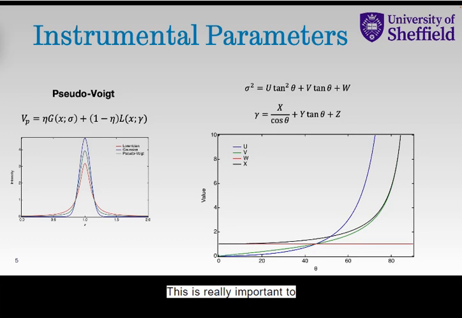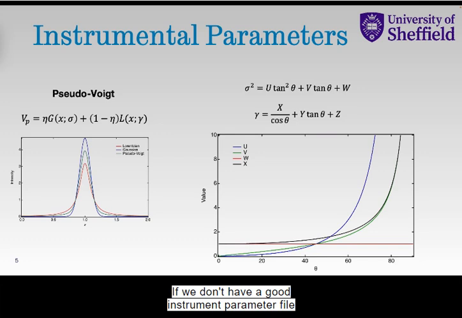So this is really important to understand: we have these two effects, the instrumental effects and the sample effects. And what we hope to do when setting up our refinement is set up with a good instrument parameter file which captures these u, v, w, x, y, and z terms within it. And as I say, those terms we can capture by refining a known standard and getting good values for those terms.